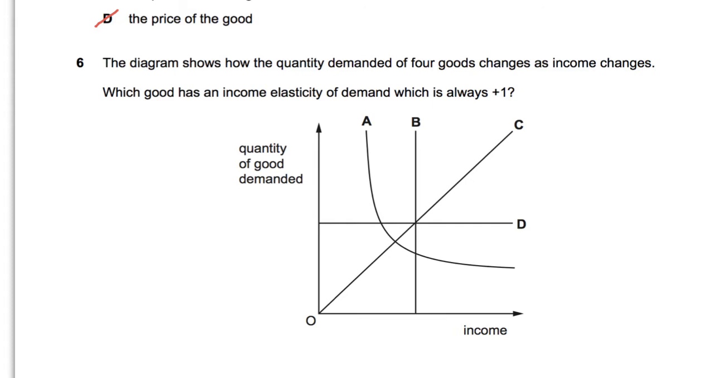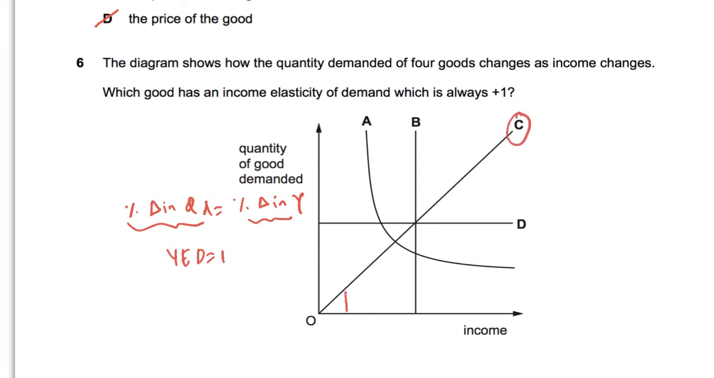Number 6 is about the income elasticity of demand. It says, which diagram shows how the quantity demanded for 4 goods changes as income changes? Which good has an income elasticity of demand which is always positive 1? Positive 1 income elasticity of demand means percentage change in quantity demanded is equal to percentage change in income, which would mean that YED is equal to 1, and the answer would be C.